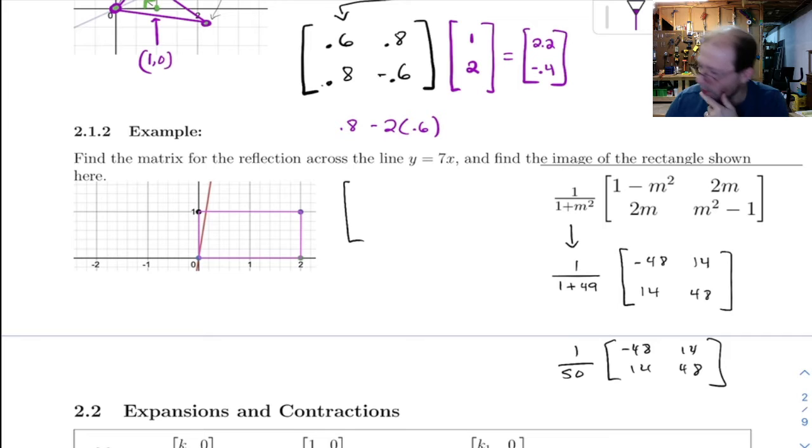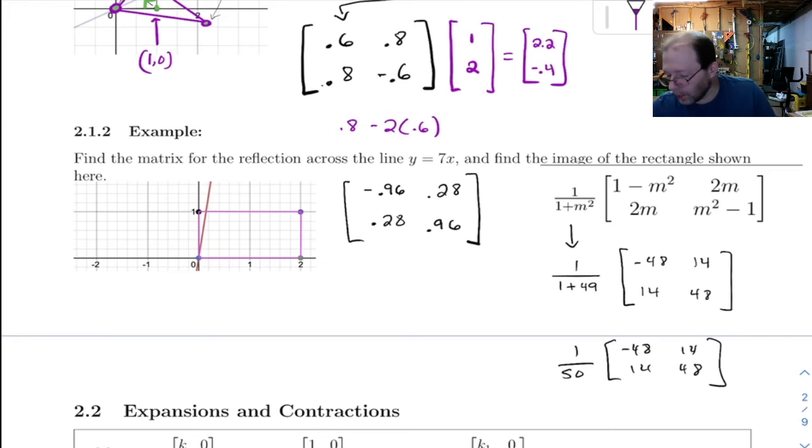I'm going to work this out on my calculator because I want this as a decimal number. And the fact that this is a 50 down here means it's going to be nice. 48 over 50 is 0.96. This is 0.96. And then 14 over 50 is 0.28. All right, so that's the matrix we want.